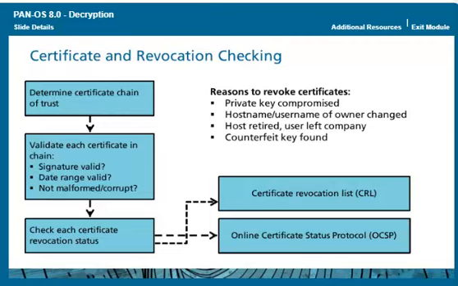GlobalProtect components, Captive Portal, IPsec VPNs, and MGT port access. A certificate might need to be invalidated before its expiration date because the certificate owner's private key might have been compromised, the host name or username of the certificate owner might change, a host could be retired or a user can leave the company, or a counterfeit key might need to be invalidated. The list of revoked certificates is stored on the CAs in their certificate database.